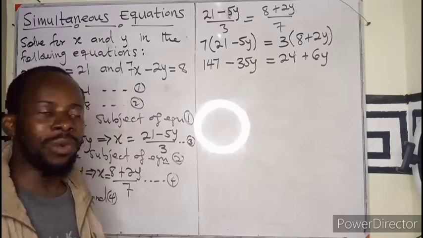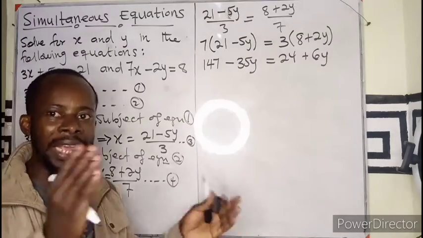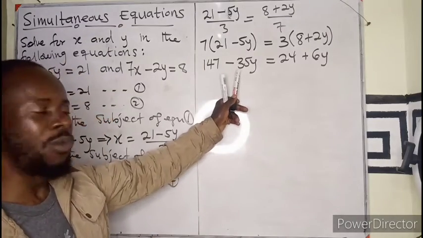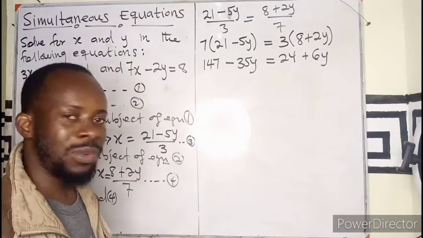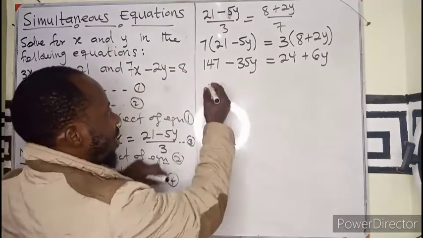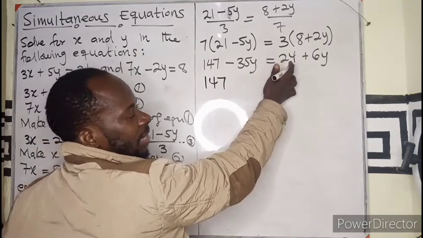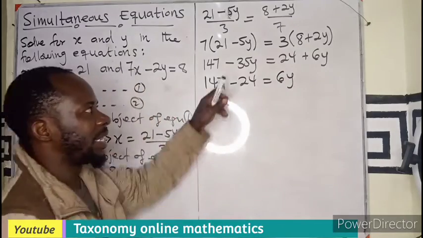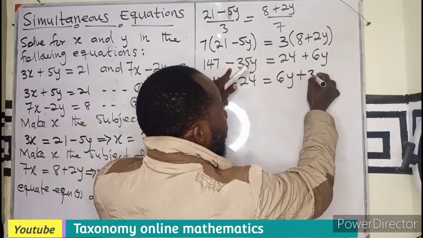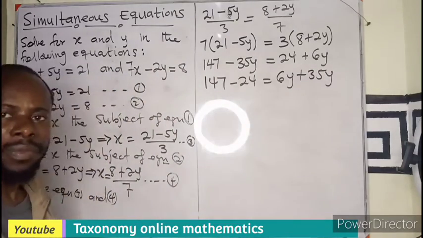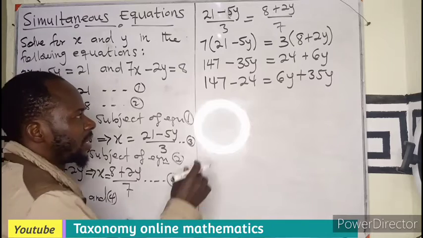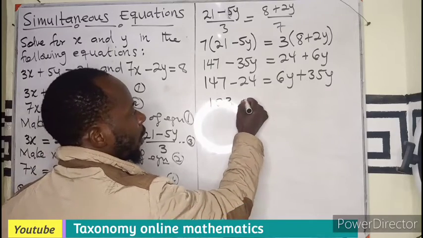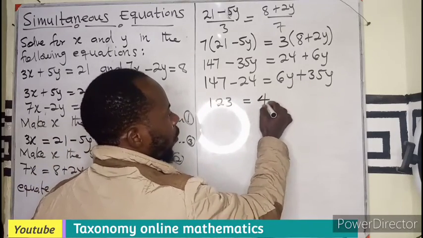It is a linear equation involving one variable which is at both sides of the equal sign. So grouping like terms will be easy to go by. I am seeing negative y here, so sending it to the other side will make the calculation easy for me. So I'll be having 147, this is coming here as negative 24, maintain your 6y, then this is coming to become 35y as a positive. So per subtraction, this will give us 123 equals 41y.